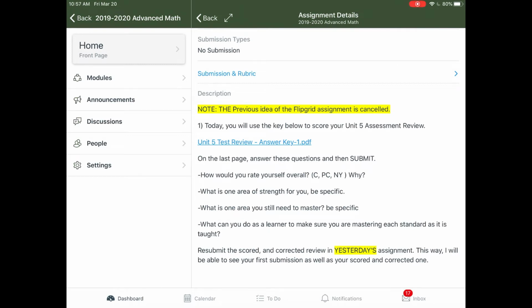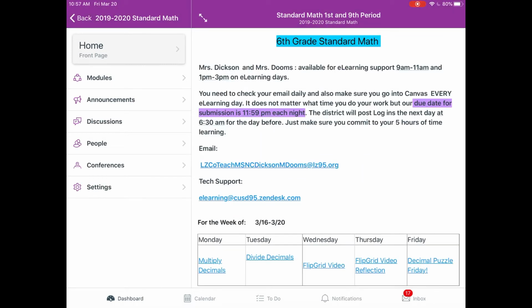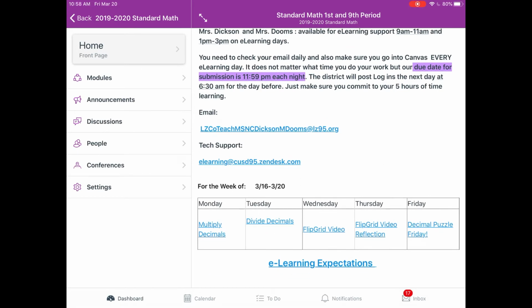Now here's an example of my 6th grade standard math class, which is co-taught with Mary Dooms, our math interventionist. And again, we have all the same information. I forgot to mention before, we do have a special tech support email for this e-learning time. And for our 6th grade standard students, we decided that we wanted to make sure we give them time to review some important skills that they usually struggle with and that we know that they need more spaced practice in.